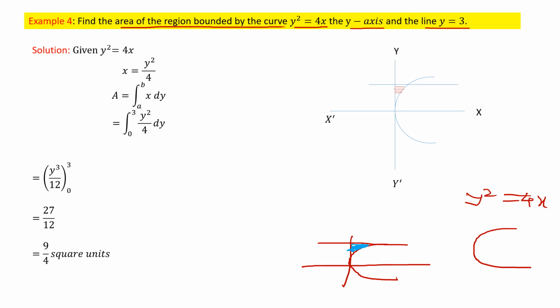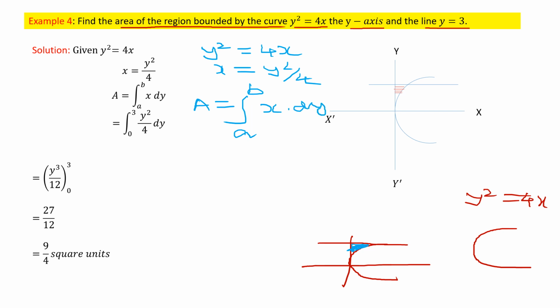So first let me change the given value into x. We have y squared equal to 4x. So from this I will come to know x equal to y squared by 4. Then let me write the formula. So A equal to integral a to b x dy. So we have A equal to, in place of a we have 0, because the starting point, the origin, this point is going to be 0, and this point is going to be 3. So we have 0 to 3.